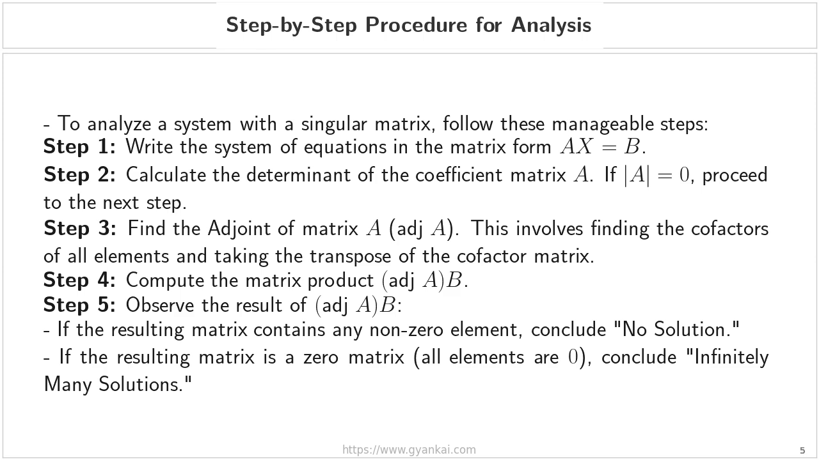There are 2 possible outcomes. If the resulting matrix contains even a single non-zero element, you can conclude that the system is inconsistent and has no solution. However, if the resulting matrix is a zero matrix, meaning every single element in that matrix is 0, then you have found a consistent system with infinitely many solutions. In the next slide, we are going to walk through a concrete, numerical example to see this exact procedure in action.